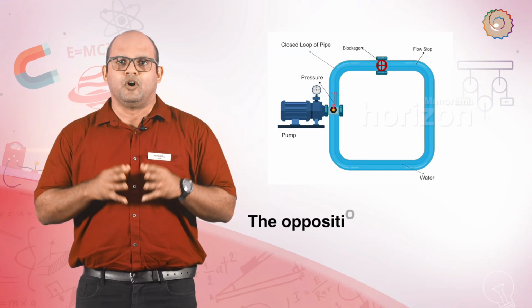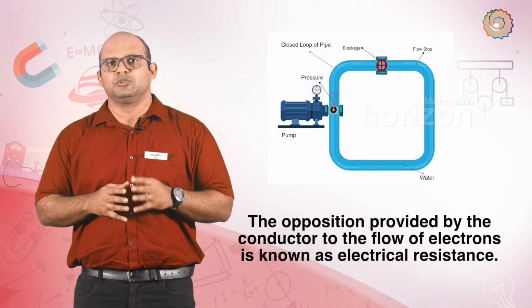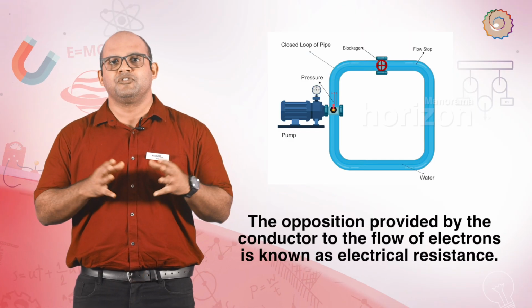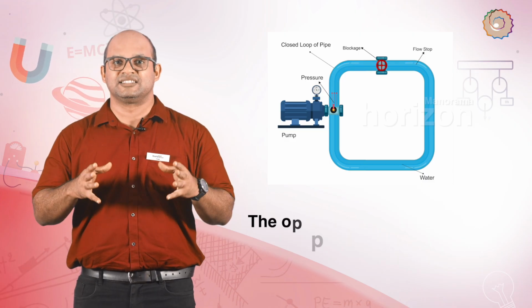Please remember, the flow of charges in conductors is never smooth. The electrons undergo millions of collisions every second with the crystal structure of the conductor. And in these collisions, some of the energy is dissipated as waste heat. The opposition provided by the conductor to the flow of electrons inside it is known as electrical resistance.